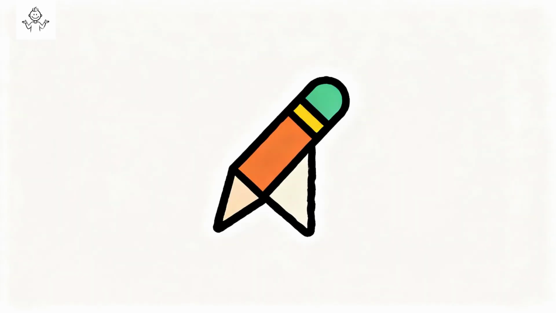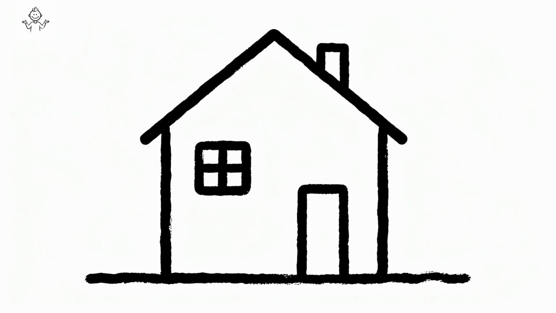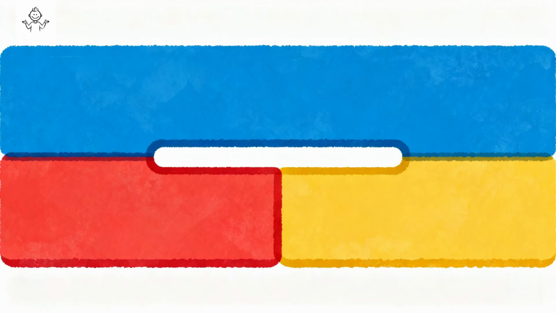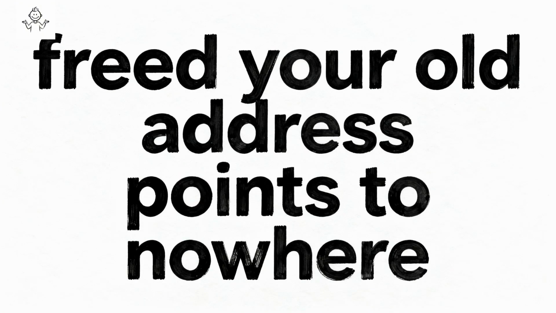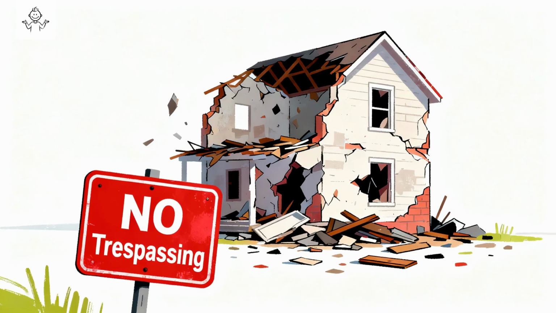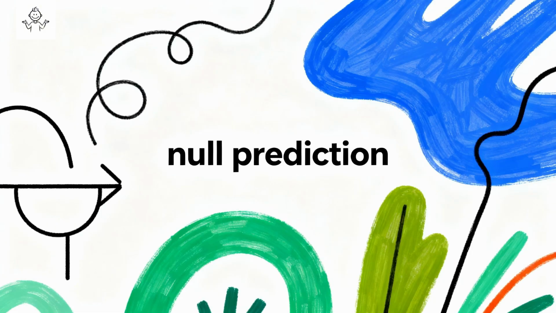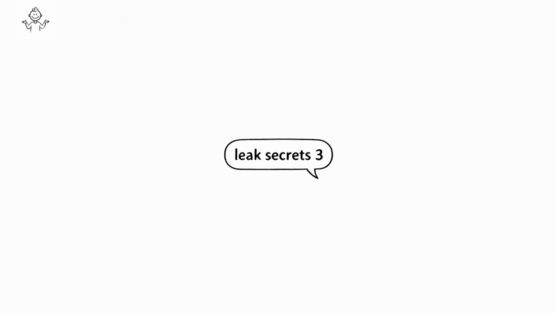2. Programming. Pointers. Teach: a pointer is a mailbox that stores an address. The address points to a house, the data. Gap: when do addresses break? Repair: when the house is demolished. Freed, your old address points to nowhere, dangling. Simplify: don't visit demolished houses. Set the address to null. Prediction: use after free will crash the program, or worse, leak secrets.